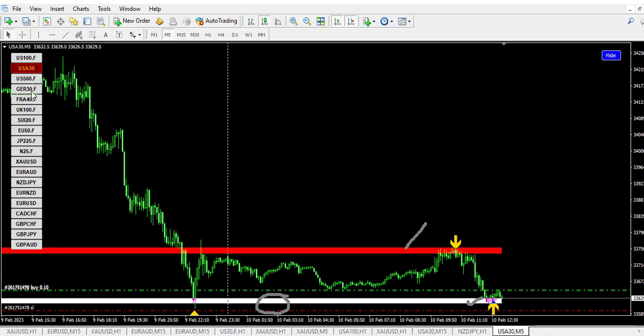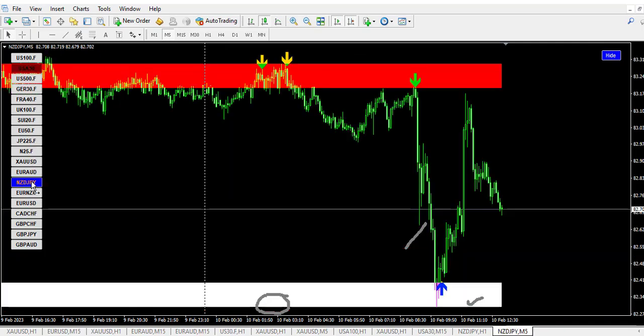And let's check one or two pairs more and see. Let's check New Zealand, Japanese, and here on 5 minutes we have this arrow also for a buy. Here we have this arrow for a buy at this zone, this is a buy zone, a support zone.